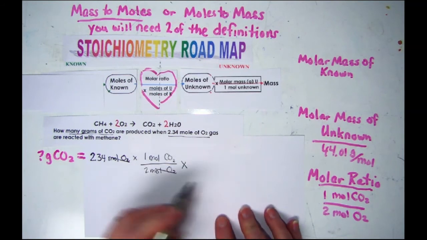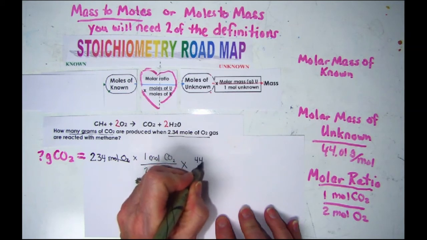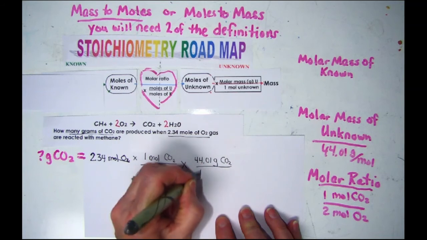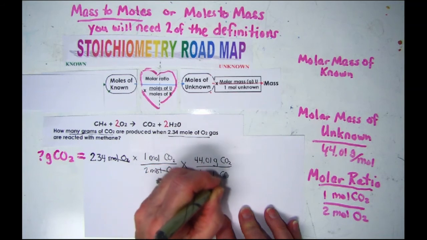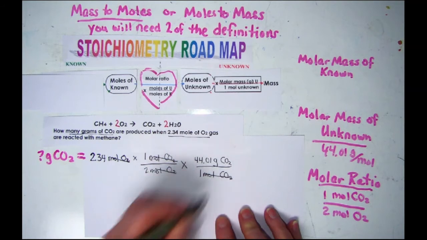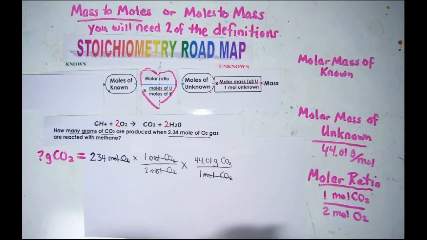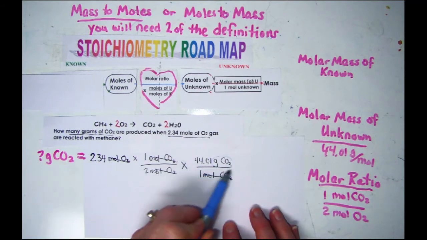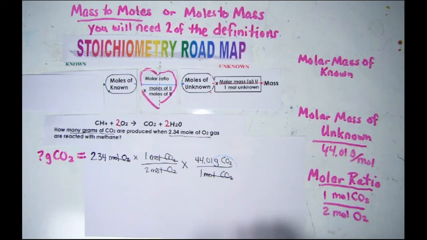When we look at this other definition, we know that there are 44.01 grams of CO2 for every 1 mole of CO2. Moles of CO2 cancel. And as I ask you to do with every single problem, I simply say check to make sure that what you are looking for, which is grams of CO2, matches the last units in your problem.